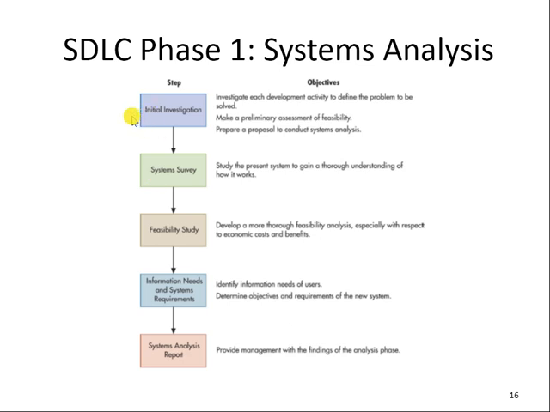During the first step, we have the initial investigation. Initial investigation is conducted to screen projects. So during the initial investigation, the exact nature of the problem under review must be determined, and the project scope also must be determined. So if a project is approved, a proposal to conduct system analysis is prepared.